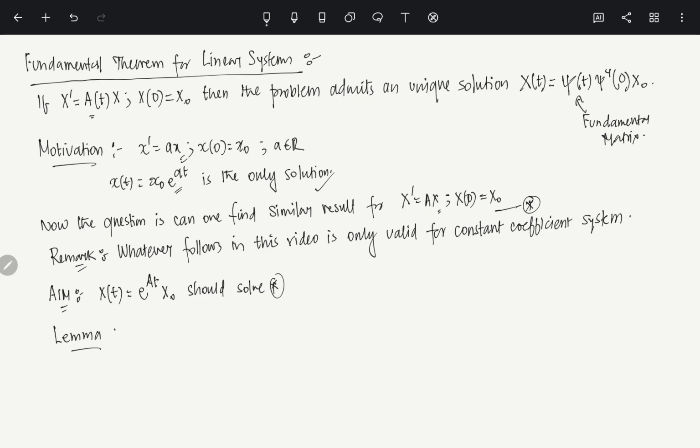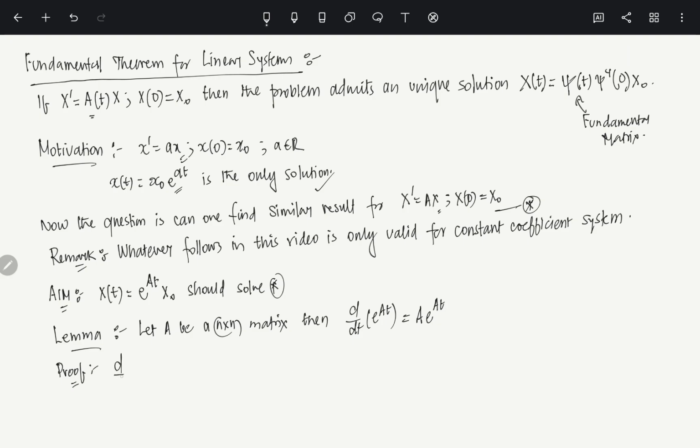Let A be an n cross n matrix. Then we want to talk about the derivative of e power At. So d dt of e power At, what happens here? From one variable you do realize it should look like this, A e power At. It should look like this, and actually it does. So you don't have to worry about it. But of course we need a proof of that. So let's look at a proof.